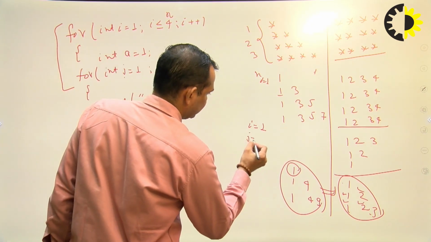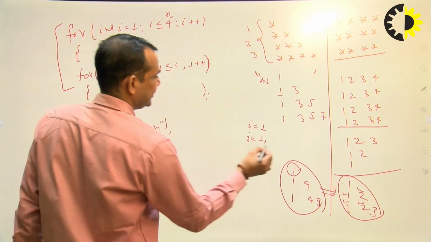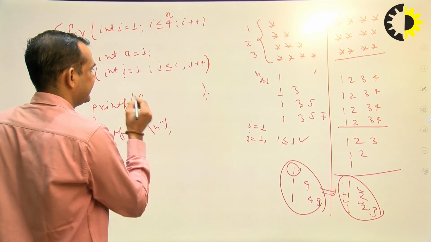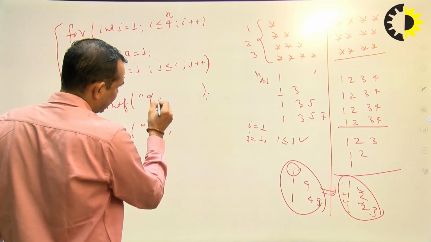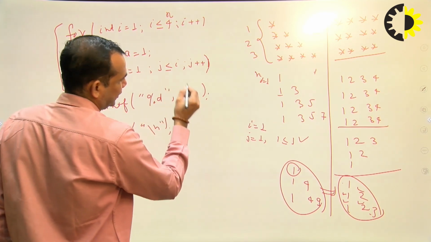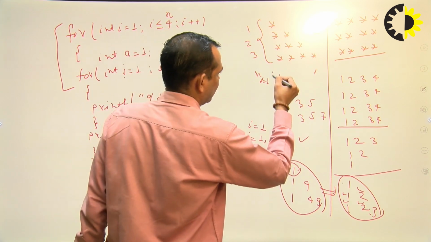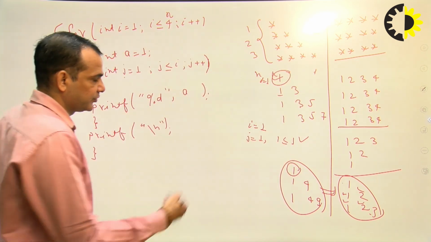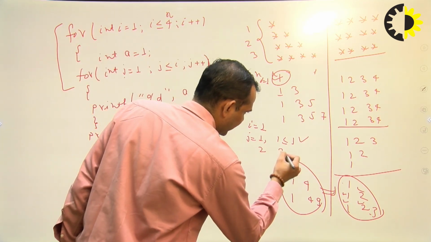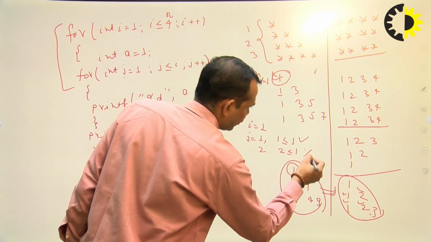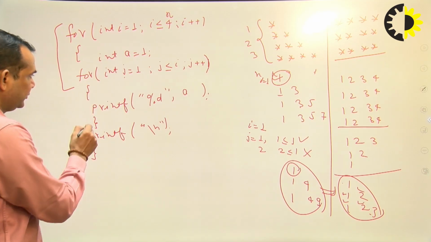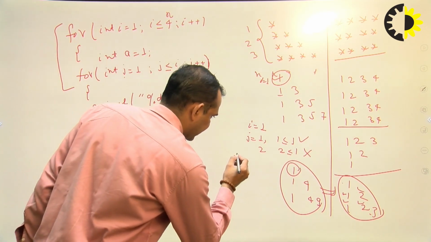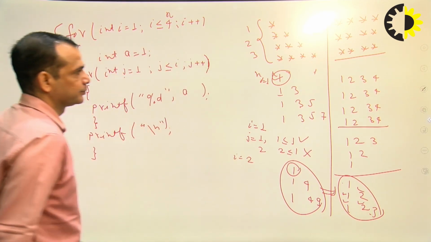Now j equal to 1, it will check the condition: 1 is less than or equal to 1, the condition is true, so it will go inside this, and we print the value of a. So it gives the value of a, which is 1. Now the second time, when j equal to 2, 2 is less than or equal to 1, the condition is false, so it will move out of this loop. Now again we increase the value of I, now I equal to 2.